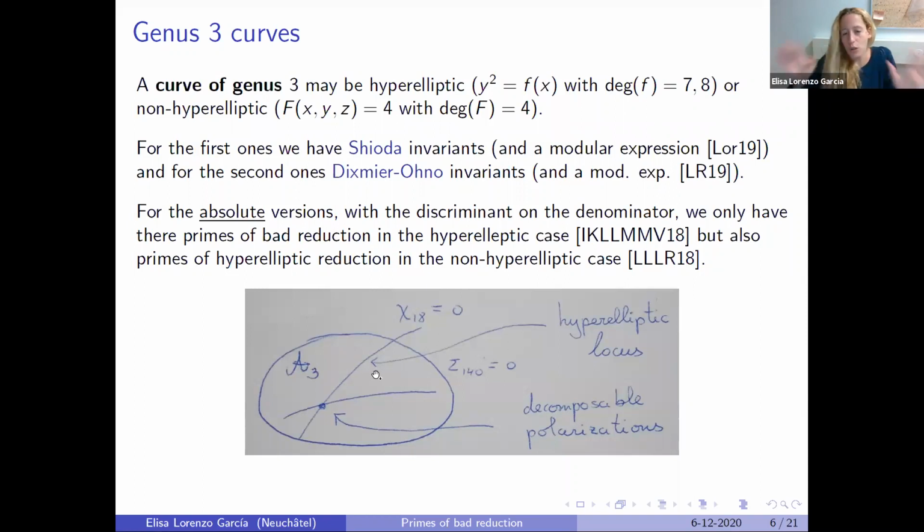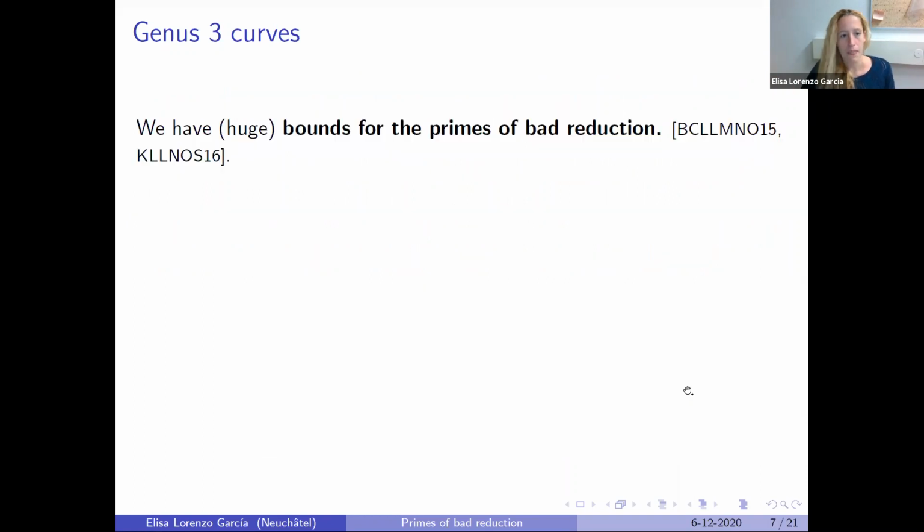But don't worry. We are going to work with the primes of bad reduction, which for the hyperelliptic case are precisely the primes that appear in the denominator of this class polynomial. The good thing is that we have bounds for those primes of bad reduction. This is something that we got in this first paper. The N here is Rachel, and the M here is Michelle, who was here yesterday.